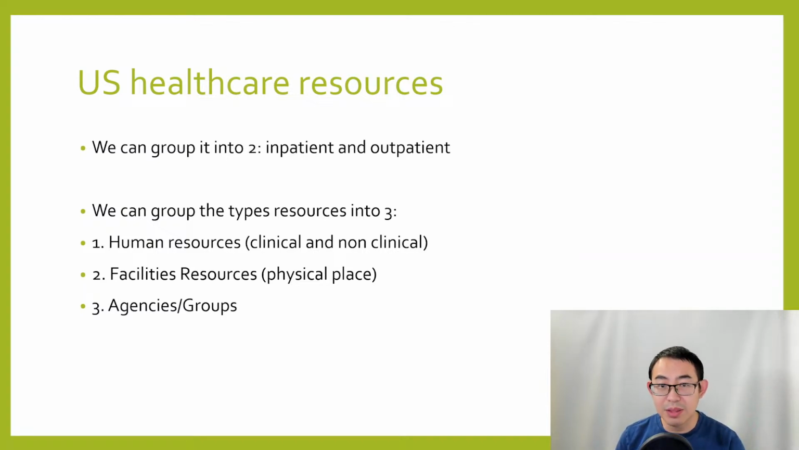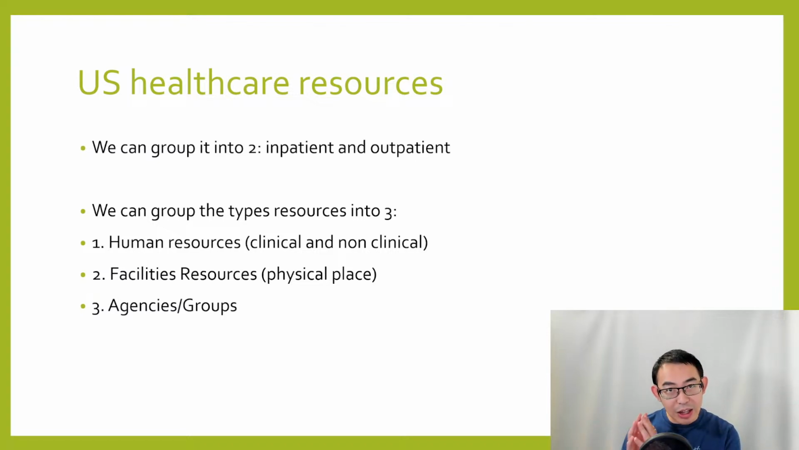Outpatients are very similar, but there are some extras. For example, for facilities, we have retail pharmacy. Those are resources, right? For agencies, we have durable medical equipment. These are resources that provide medical equipment to patients, like for example the CPAP machines for sleep, and the oxygen tanks. So these are provided by durable medical equipment. Those are agencies, right? So these are a couple examples.